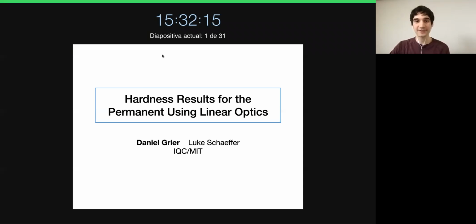Okay, so this is going to be talking about, using sort of a strange topic, using quantum linear optics to show hardness results for the permanent. I'm not going to assume any knowledge of quantum linear optics, so you don't have to know anything about that. Some basic quantum knowledge will be sort of useful, but hopefully I'll take things slow. And if you have questions, just put them in the chat, and I'll try to answer everything that I can. Okay, so let's get into it.